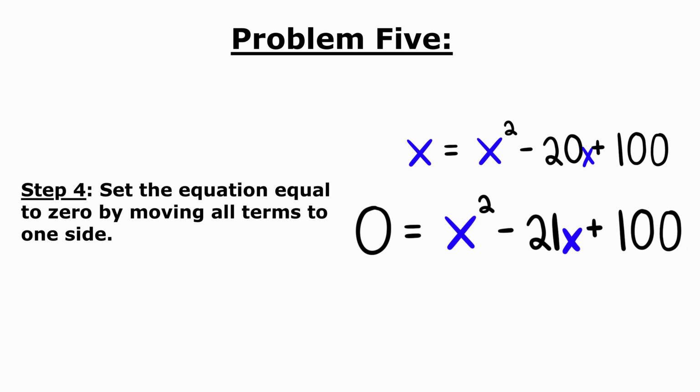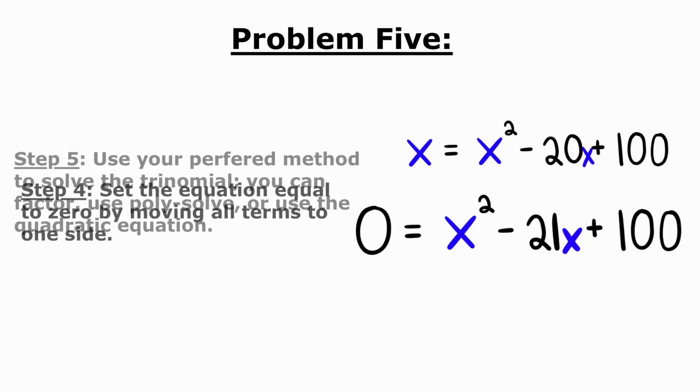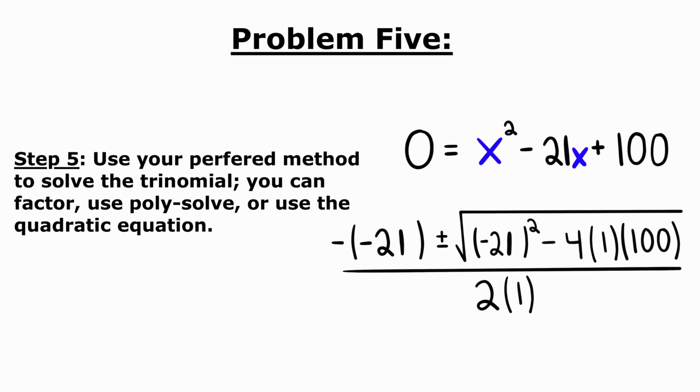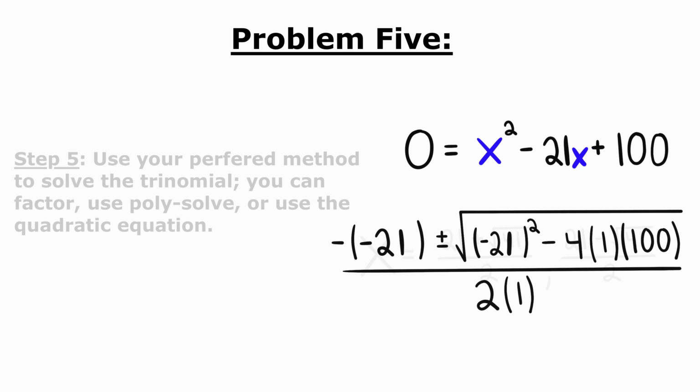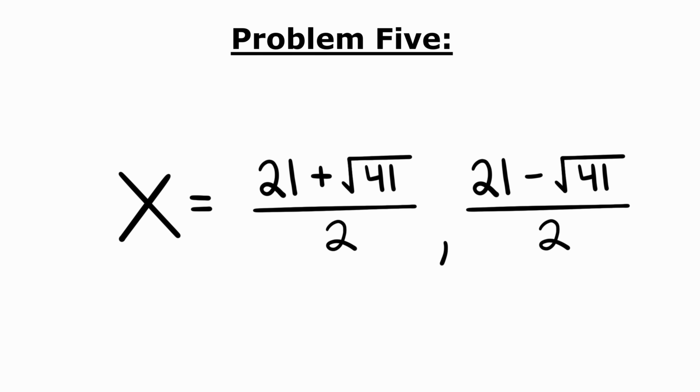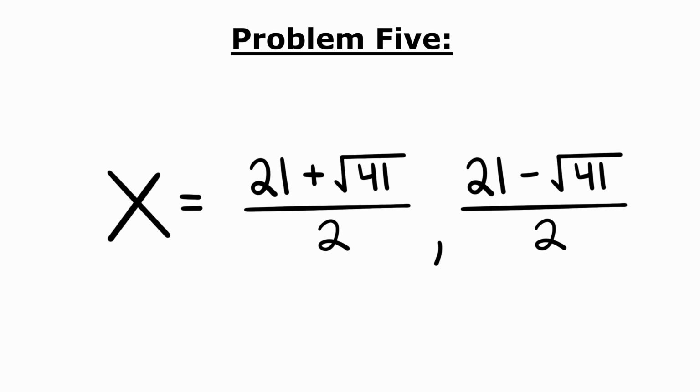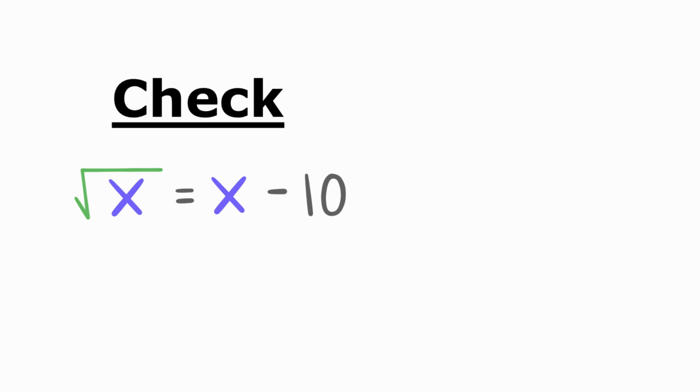Step 4. Set the equation equal to 0 by moving all terms to one side. Step 5. Use your preferred method to solve the trinomial. You can try to factor, use polysolve, or you can just use the quadratic equation. Here are your answers in their simplified forms. If you want them in their decimal forms, you can do that. Either way, here's your answer.